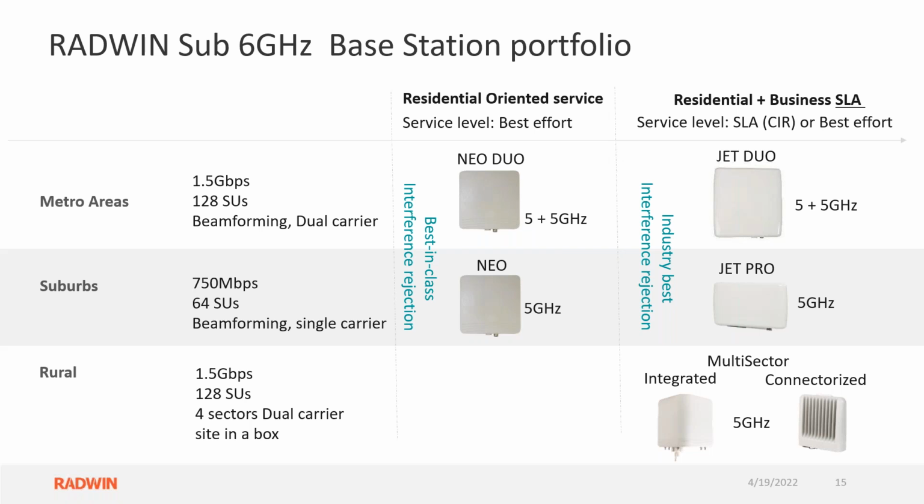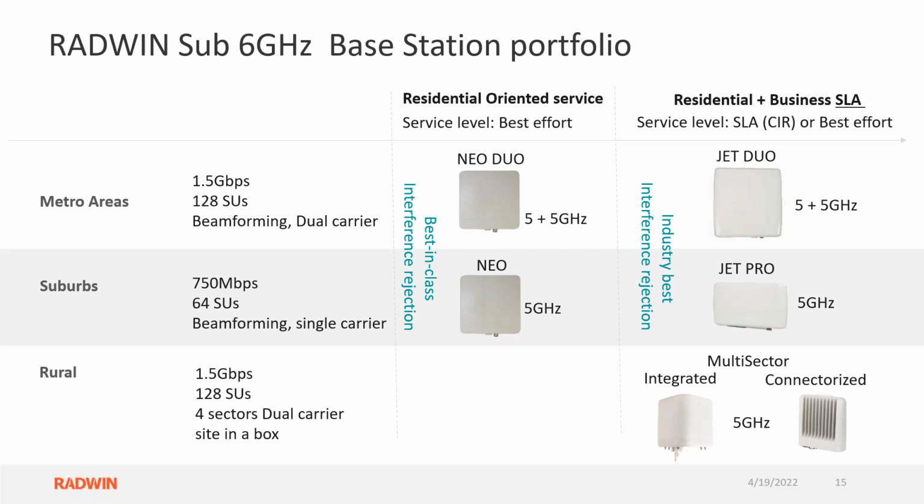So if we go back into more of the suburbs, all right, and when I see the Duo here, when you look at the top, when we talk about the Duo and the Jet Duo, that's actually what we call a dual carrier. There's actually two radios, and we have the ability between those two radios of 750 megabits a second on each one for a total of 1.5 gigabits.